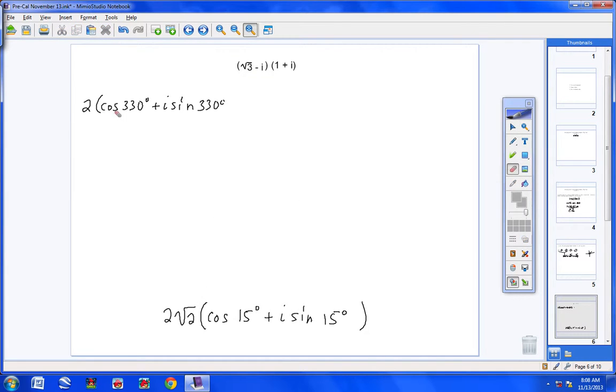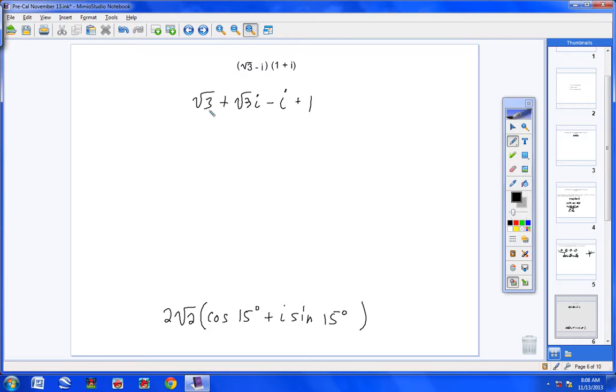Now, one reason I wanted to do this is I wanted to very quickly show you that if I were to take these two and quickly multiply them out, square root of 3 times 1 is square root of 3, square root of 3 times I is square root of 3I, and then negative I times 1 is negative 1I, and then negative I times I is negative I squared. But don't forget, for I squared we can put a negative 1, so you really have a negative 1 here, and then a negative times a negative is a positive 1.